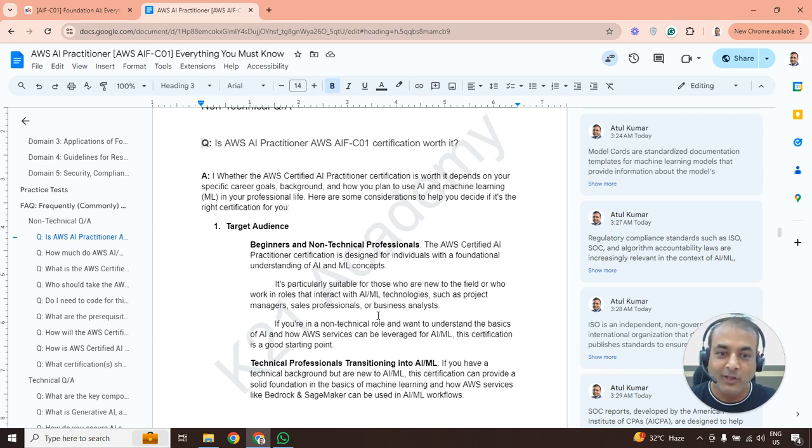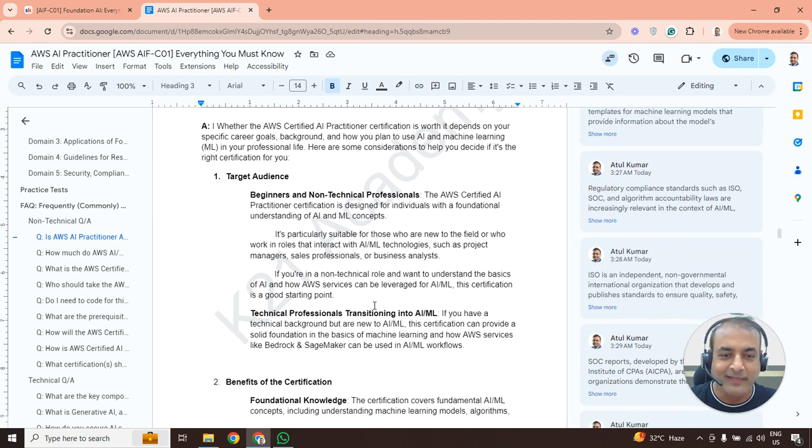It will be useful, especially for a person who works in a role that interacts with AI or machine learning. Given that generative AI is being implemented pretty much everywhere, it will impact every person you can think of, whether it's a sales analyst, a marketing person, a business analyst, a consultant, managers, technical managers, or program managers. If you're a non-technical person who wants to explore AI, generative AI, or machine learning, this will definitely be helpful and a good starting point.